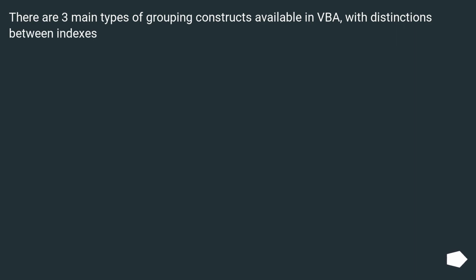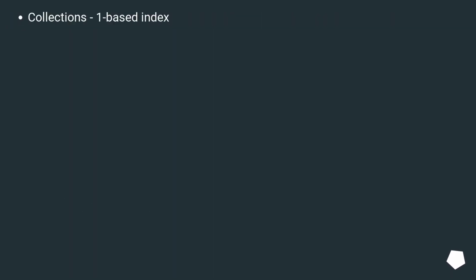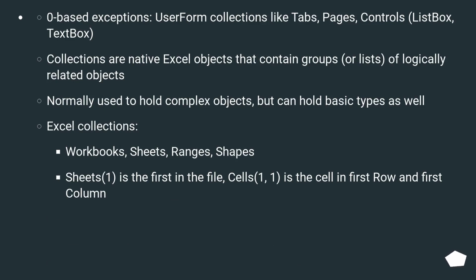There are three main types of grouping constructs available in VBA, with distinctions between indexes. Collections: one-based index. Zero-based exceptions: user-form collections like tabs, pages, controls, listbox, textbox.